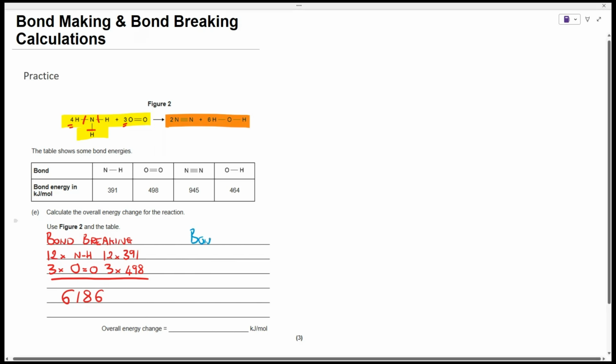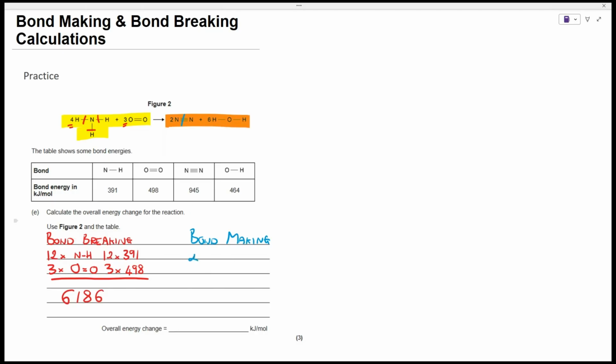Now over to bond making next. Bond making should be the same, but remember all of my values should be negative numbers. So I've got this N triple bond N, which is 945, and I've got 2 of them. So 2 times minus 945. And just as an aside, this nitrogen triple bond nitrogen is the strongest bond you're going to come across in these calculations.